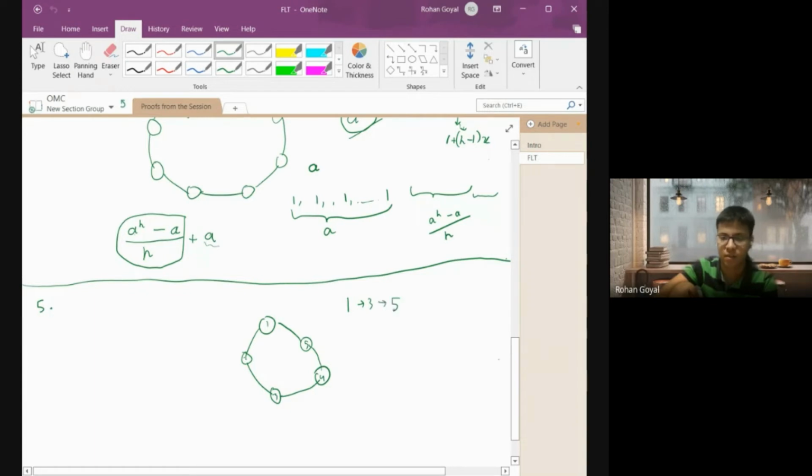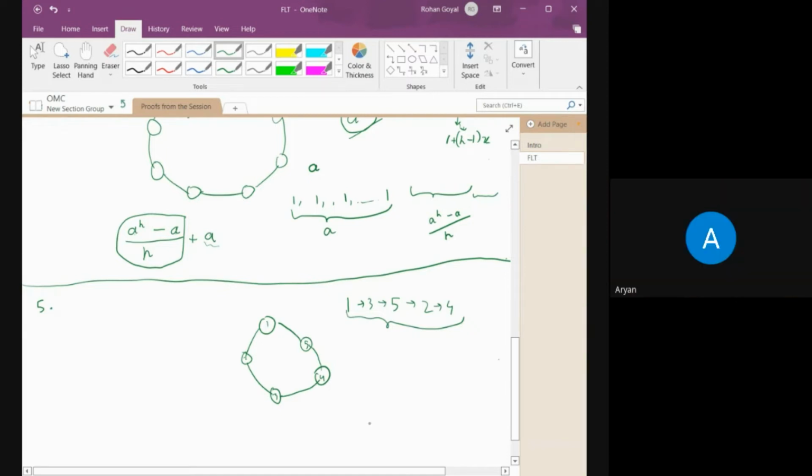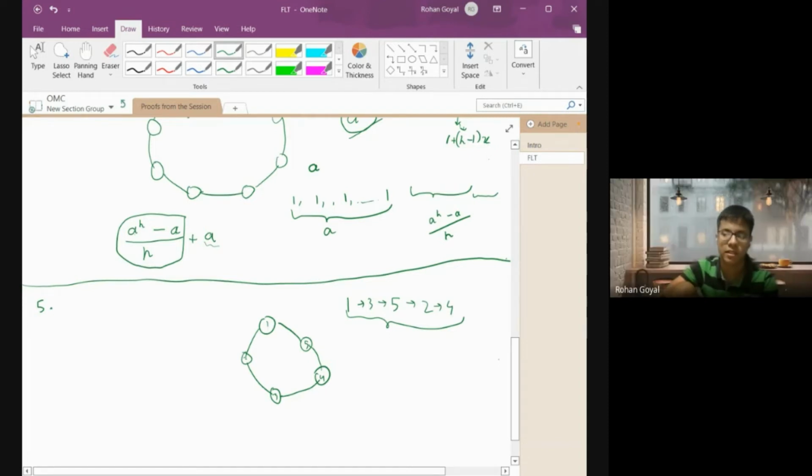But 3 goes to 5. So 3 and 5 must have had the same color. But 5 goes to 2. So 2 and 5 must have had the same color. And 2 goes to 4. So 2 and 4 must have had the same color. So basically everything had the same color, if rotation changes nothing. So if rotation changes nothing, then everything has the same color.